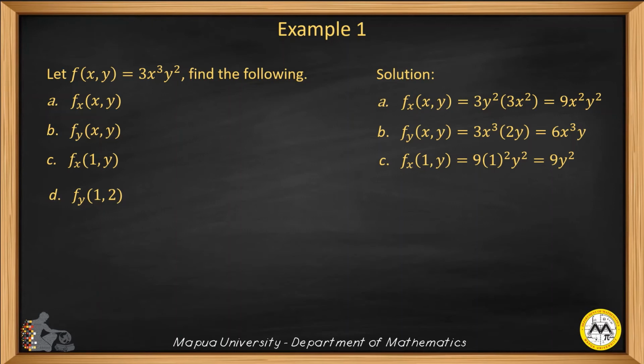Now, as to what the value of the partial derivative of f with respect to y evaluated at (1, 2) would be, we refer to this particular expression first, the partial derivative of f with respect to y, and that is 6x cubed y, and then evaluate the value of that expression at x equal to 1 and y equal to 2. So you'll have there 6 times 1 cubed times 2, or we have 12.